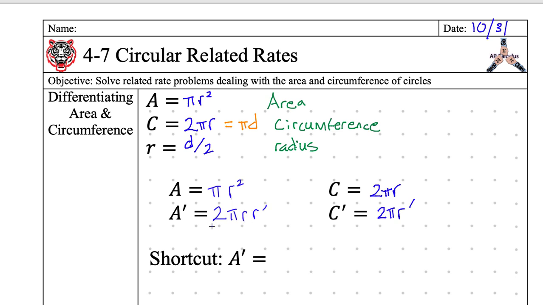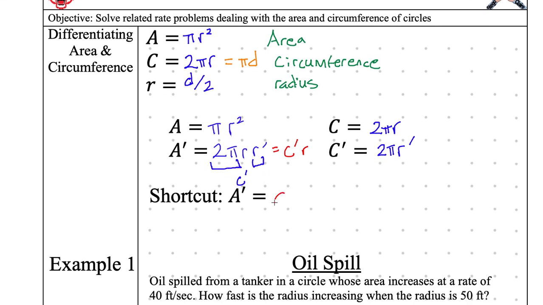So if you underline this right here, that is c prime, which means a prime can also be rewritten, and this will save you lots of time if you can remember this. A prime is c prime times r. It is pretty cool. I even gave you a space for that down here. A prime is c prime times r.